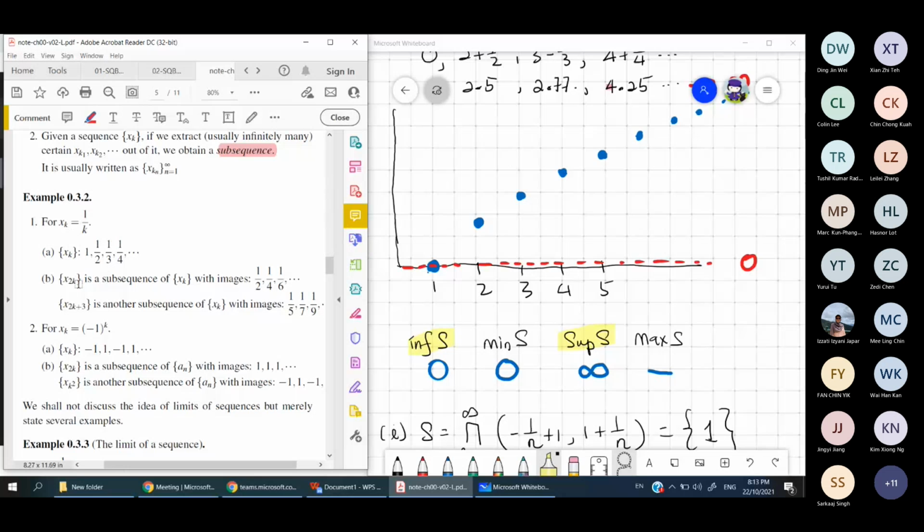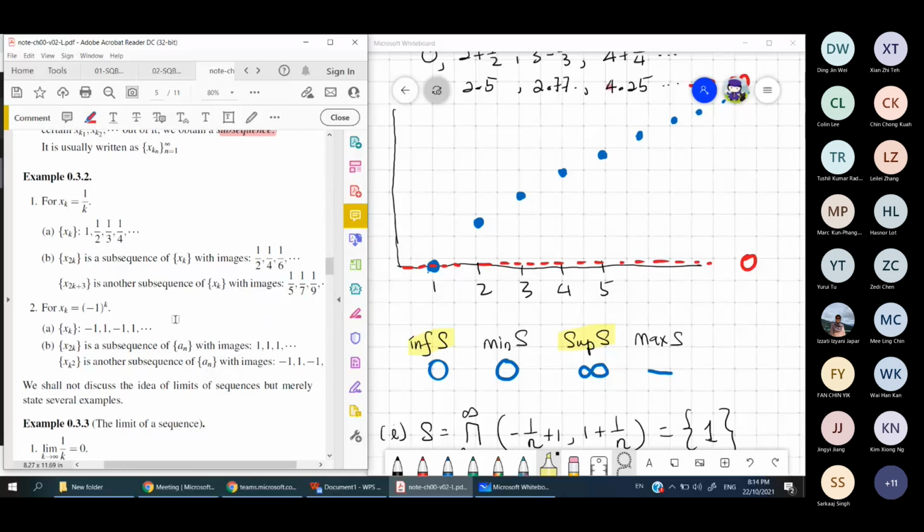So we can look at the subsequence of even integers, x_2k, okay? So that will be 1 over 2, 1 over 4, 1 over 6. Or we can also look at another subsequence, x of 2k plus 3. So that will be 1 over 5, 1 over 7, 1 over 9. Okay, we can construct different kinds of subsequences.